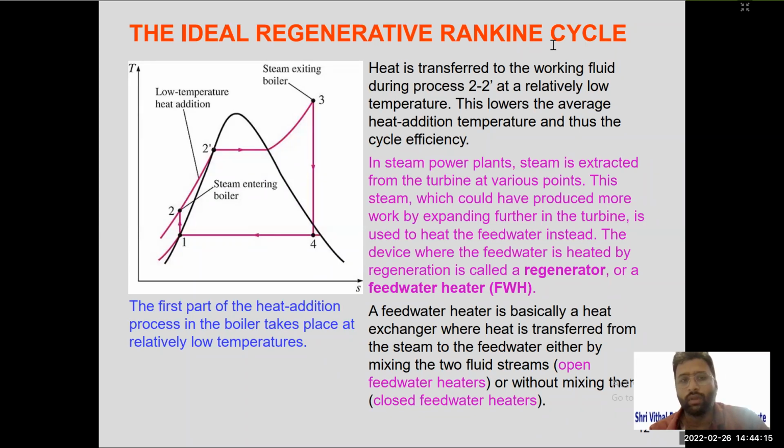So heat is transferred to the working fluid during the process 2 to 2 dash at a relatively low temperature. This lowers the average heat addition temperature and thus the cycle efficiency.